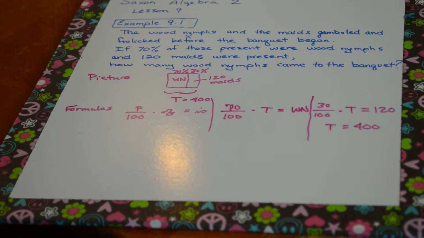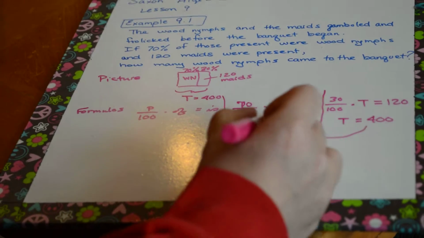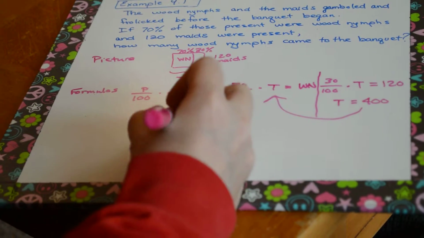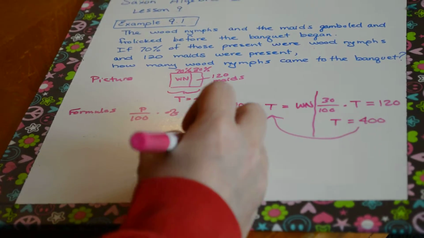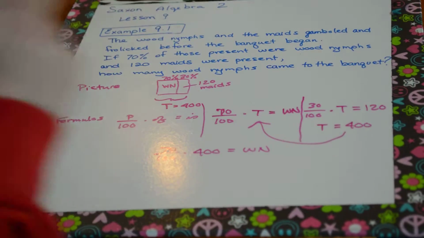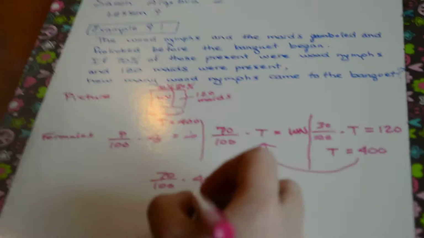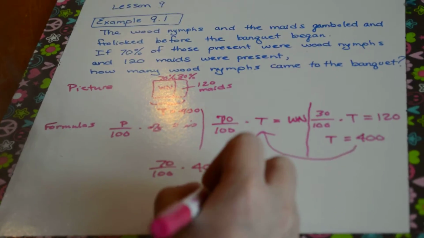at the banquet. But I still want to know how many wood nymphs there are, so I'm going to put T into that formula. So I have 70 over 100 times 400 equals my wood nymphs. And when I solve that, I get 280 wood nymphs.